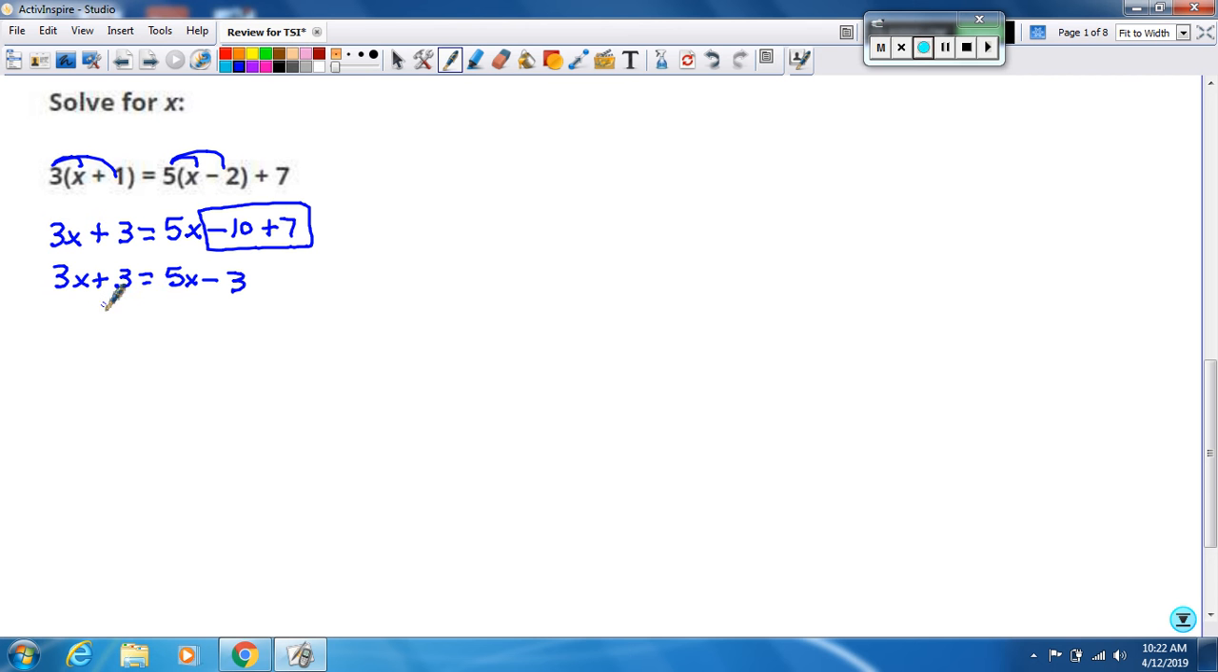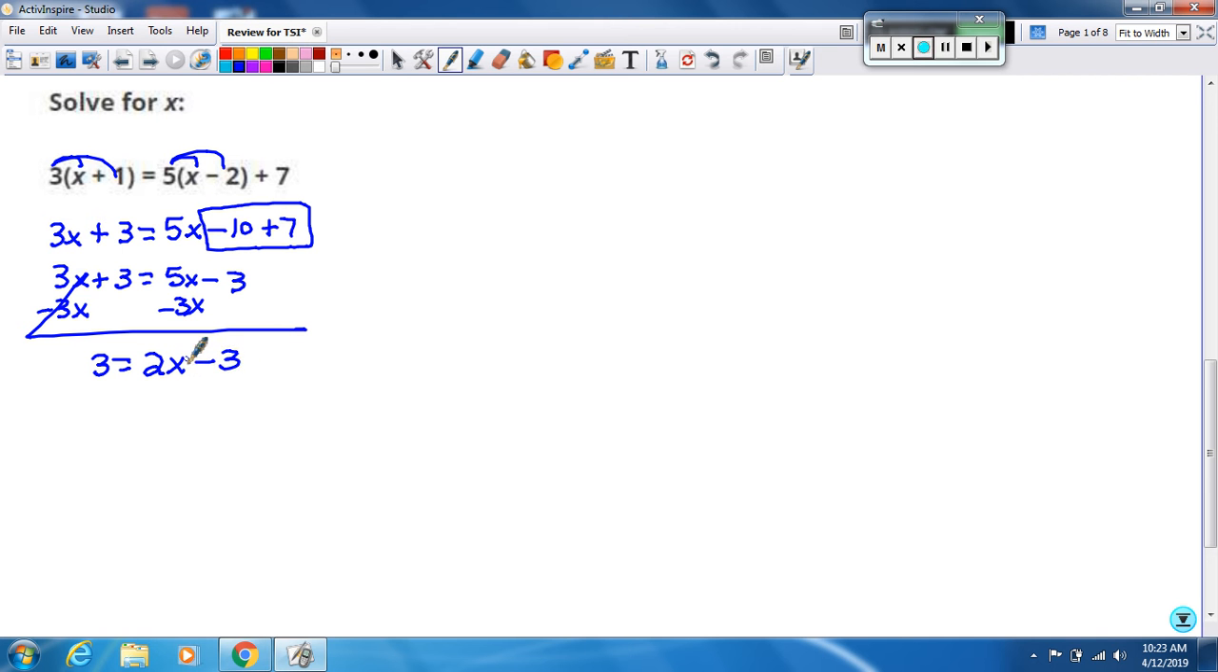I'm going to get my x's together. I always move the smallest one, so the 3x is smaller. The opposite of positive 3x is negative 3x. You always have to do opposite operations. Opposites cancel. 3 equals 5 take away 3, which is 2x minus 3.